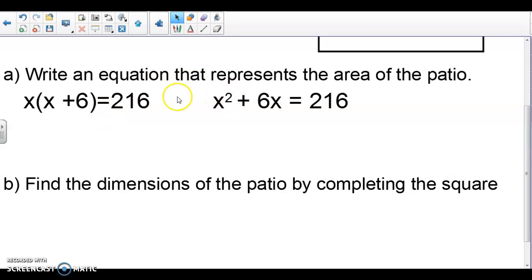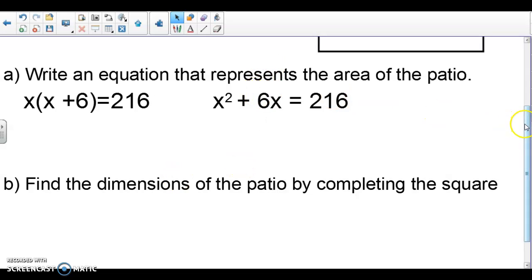All right, so I've multiplied that out, and here's my final answer. This x squared plus 6x equals 216 is your final answer, because it's simplified. You don't want to leave something not simplified, even though I agree the other is an equation that does represent the area of the patio. This would be the best answer to get full credit for that type of problem. Now it says find the dimensions of the patio by completing the square. So we have to complete the square for this.